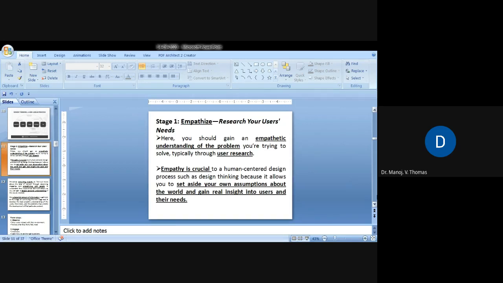In this case, the first stage of the design thinking process is empathize. Research your users' needs. You want to develop a product, you want to design a software, but what are the requirements of the users? We should look from their point of view. Empathetic understanding of the problem comes through user research. You have to set aside your own assumptions about the world and gain real insight into users and their needs.